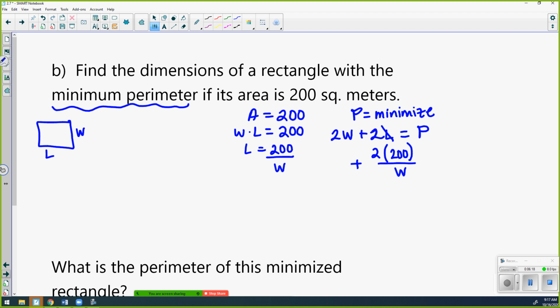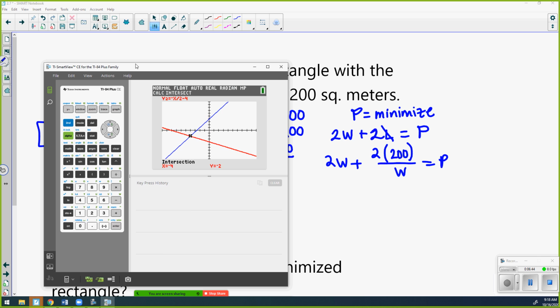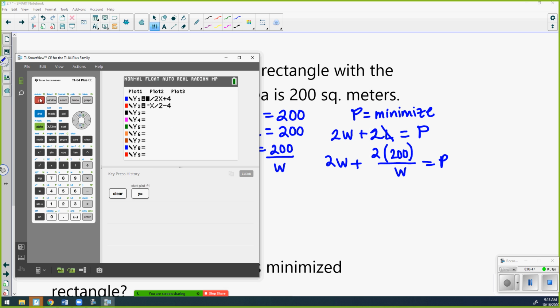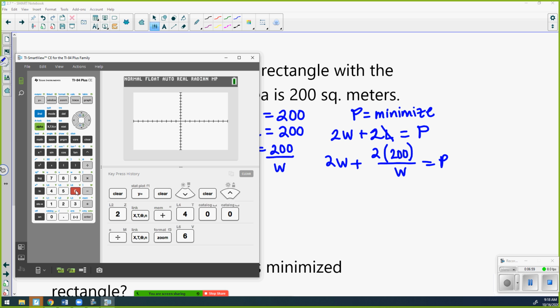200 divided by the width. And now I have an equation for perimeter. If I plug this into my graphing calculator, I can look for some zeros. Actually, I don't know what it's going to look like. Let's take a look. I'm pulling up my calculator. Clear y equals, I'm going to clear out these from a day ago or so, 2x plus, I'm going to call this 400 divided by x. Let's take a look at the standard viewing window, zoom 6.